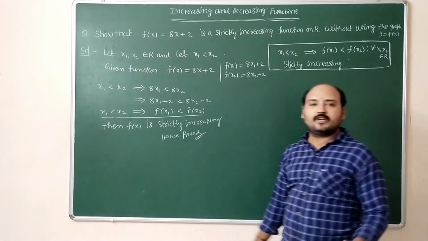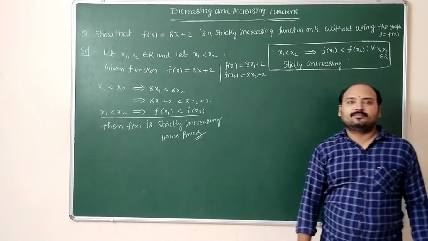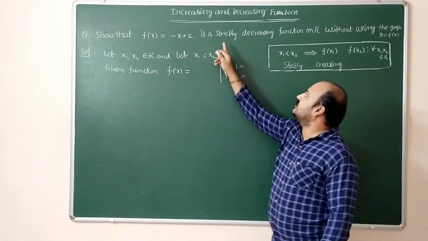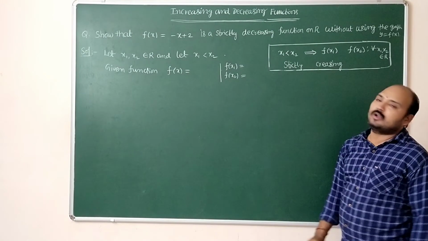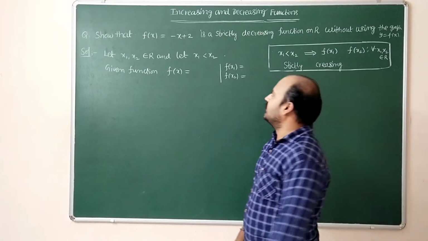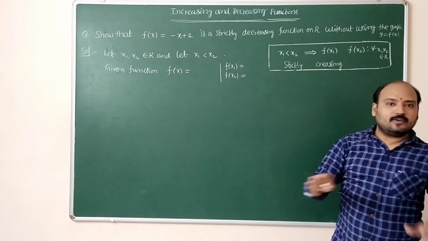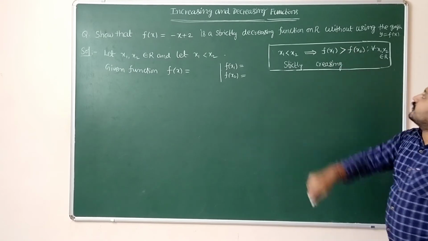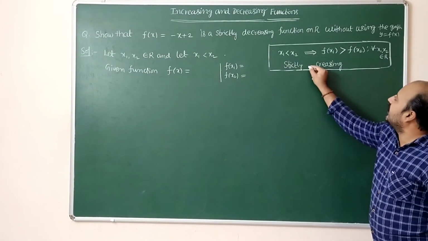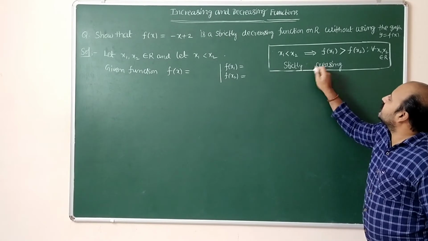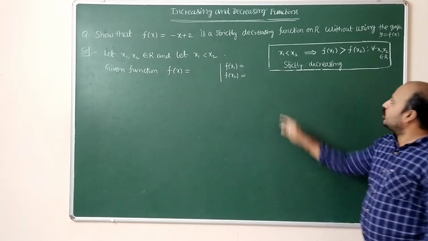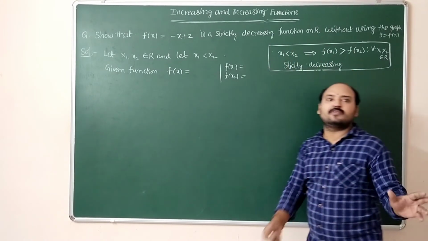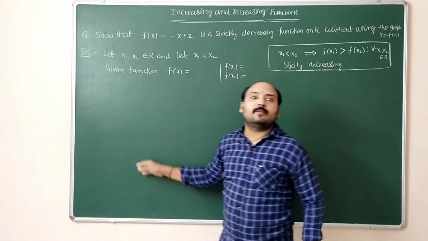Now we'll take the next question as a decreasing question, one question. Show that f of x equal to minus x plus 2 is a strictly decreasing function on R without using the graph y is equal to f of x. So first for strictly decreasing, you have to know the definition. x1 is less than x2 implies f of x1 is greater than f of x2, then the function is strictly decreasing. You remember that, dear students? Strictly decreasing. So you have to prove this condition. This is according to your convenience. I wrote the formula. In examination, that is your wish. Not compulsory to write, but these steps are very much required.